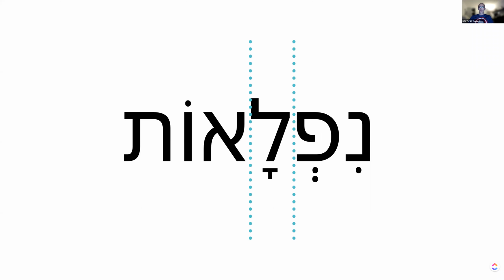It is three syllables. Okay, first syllable, open or closed? Closed. Second syllable, open or closed? Open. Third syllable, open or closed? Closed. Correct. It's closed, open, closed. So how do you know that the syllable comes after the fe and not after the nun?